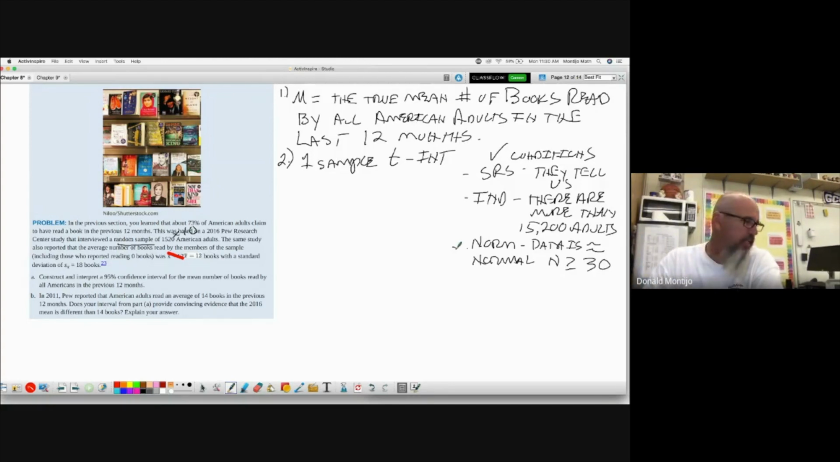Let's look at this confidence interval here. Okay, so we want to be, this problem is going to have lots of degrees of freedom. Okay, this problem is going to have 1,519 degrees of freedom.